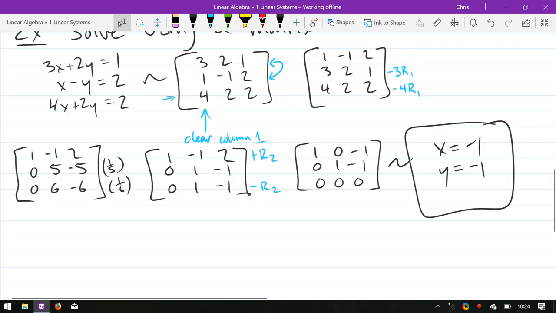Let's see, +1. Hopefully that makes it right. 3 - 2 = 1, and then we have 1 + 1 = 2, and 4 - 2 = 2. Okay, so that looks like it is a solution. All right.